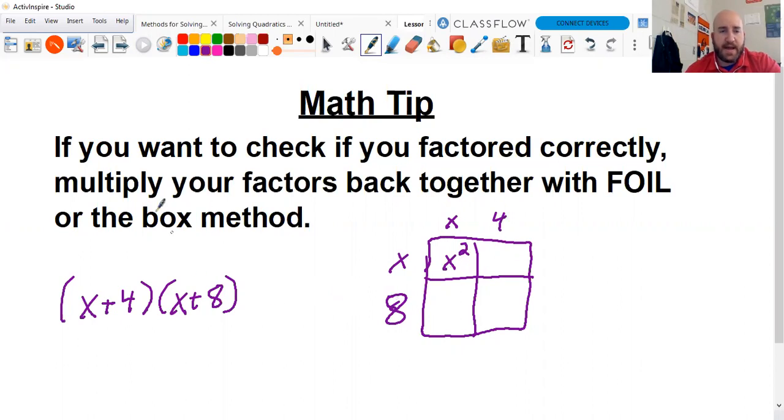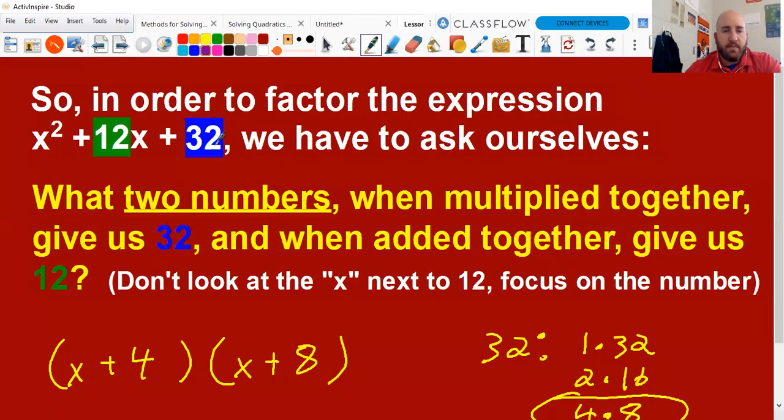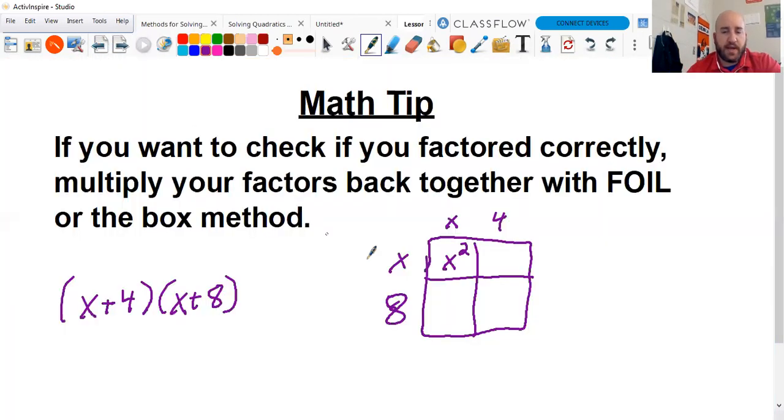So kind of going back to what am I multiplying to get 32? Does 8 times 4 give me 32? Because if not, I already know I messed up. Does 8 times 4 give me 32? Yes, it does. We know that.